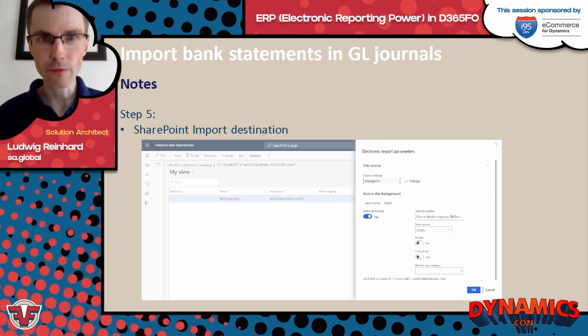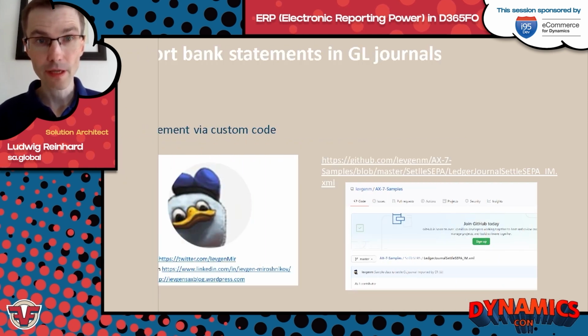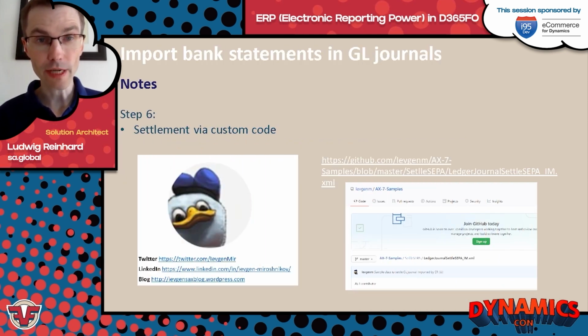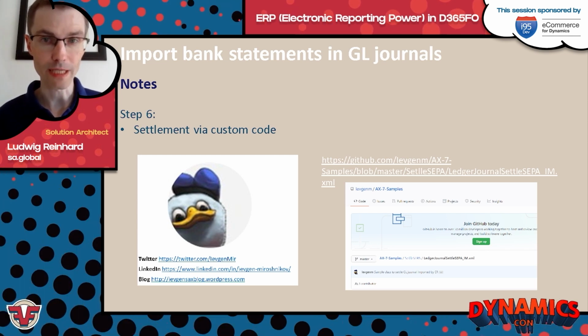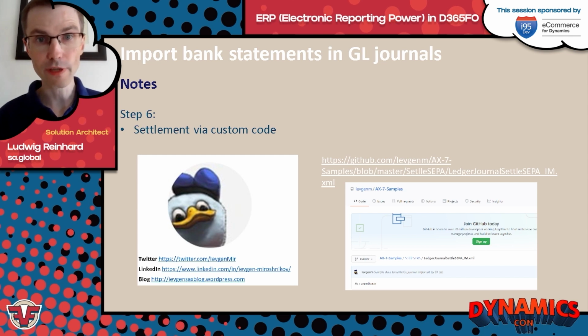Okay, and the last thing was this SharePoint integration that I showed you. And then we ended up with the settlement. And here in step 6, I shared you a GitHub project from my friend Yevgen, who helped me creating this custom code that does this automatic identification and settlement of the invoice documents. So please, if you have the chance, take a look at this code, adjust it, tweak it, and make it even better for your application.